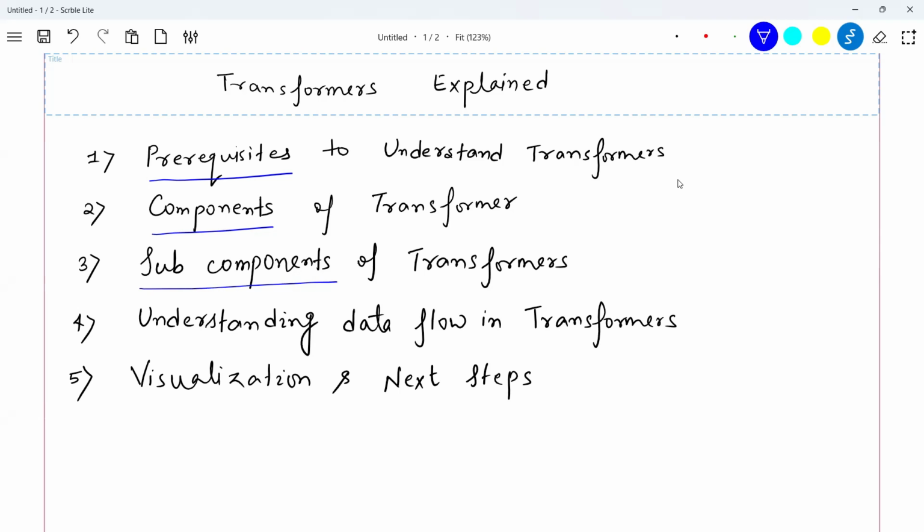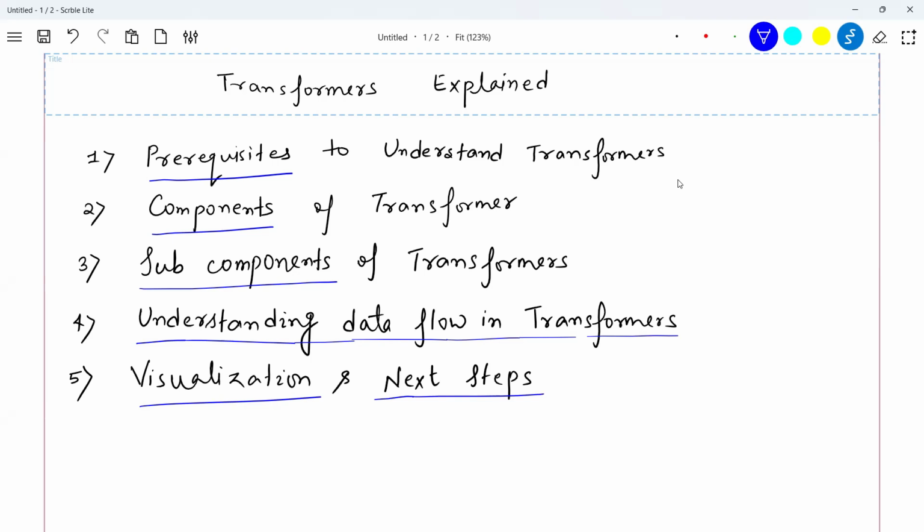Then we will understand how the data flows in training. Suppose I want to do a language translation, how will the data flow when the training is happening in transformers? And then I'm going to show you some very interesting visualizations, some Python code, and discuss what the next steps will be. So this is the plan, guys.